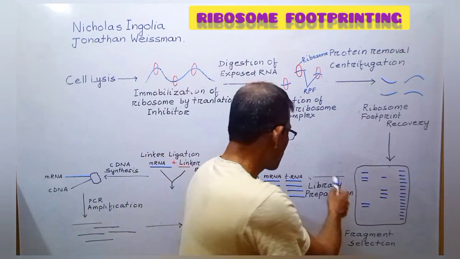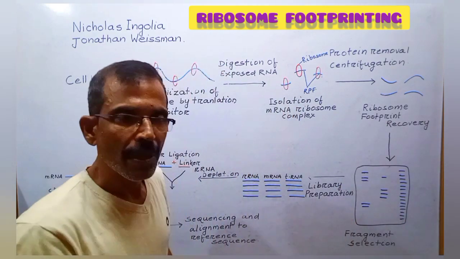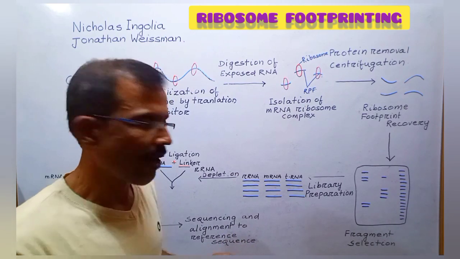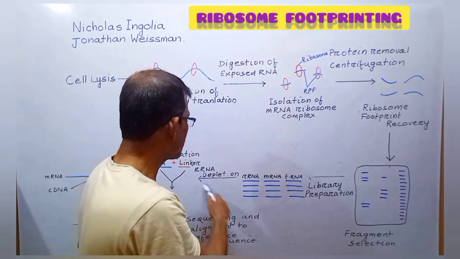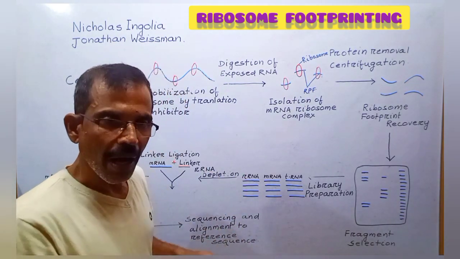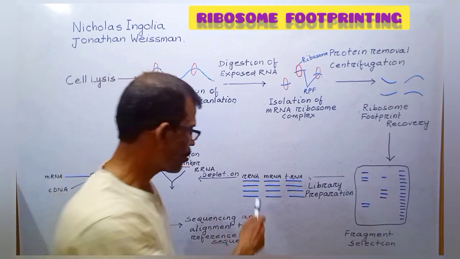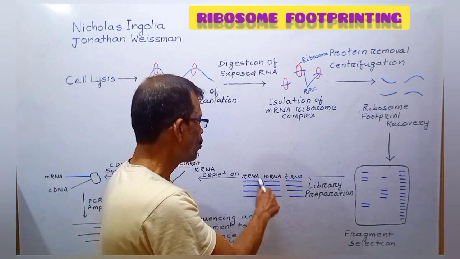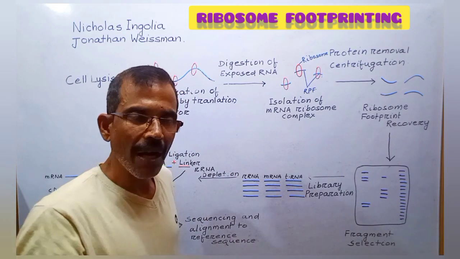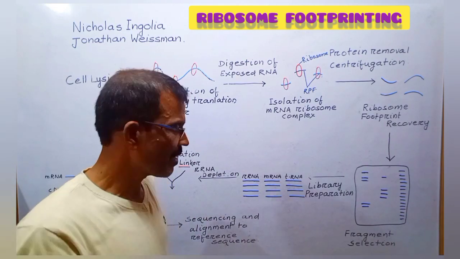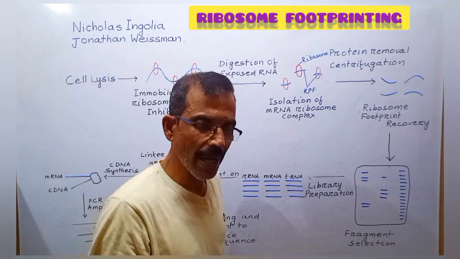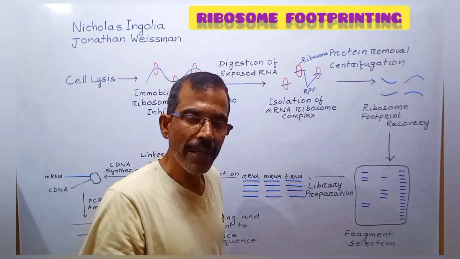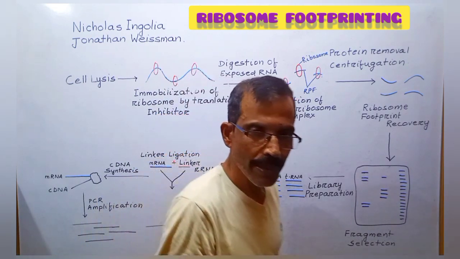Next step is library preparation. For library preparation, the first step is rRNA depletion. In rRNA depletion, the ribosomal RNA, which is the predominant RNA present in the cell, is removed so that we will get better ribosome footprints.